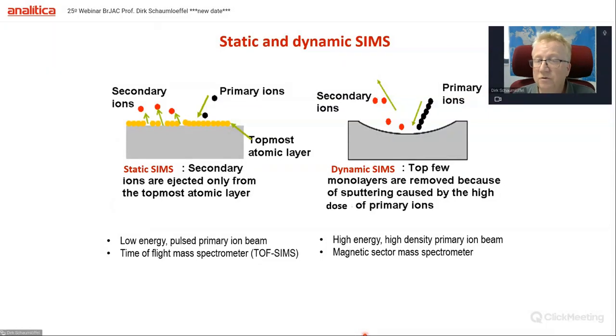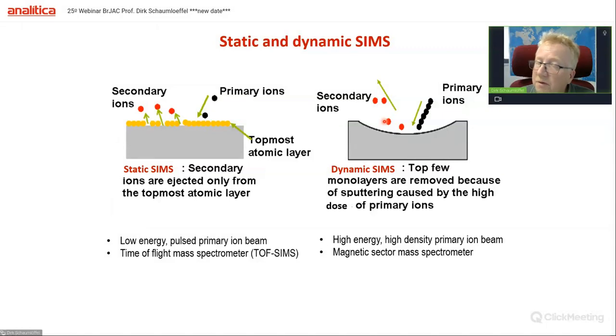And today I will focus later on the dynamic SIMS, where the NanoSIMS belongs. In the dynamic SIMS, we have a high-energy, high-density primary ion beam. The secondary ions are formed not only from the topmost atomic layer, but from a few nanometers of the sample surface, up to 10, 20 nanometers. And because of the high energy and the continuous beam, we are creating only atoms and small clusters, but not molecular ions, only ions from atoms and small clusters. This is the dynamic SIMS technique.